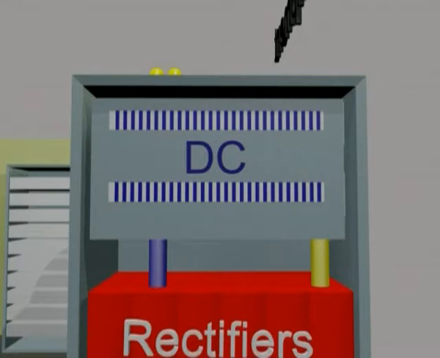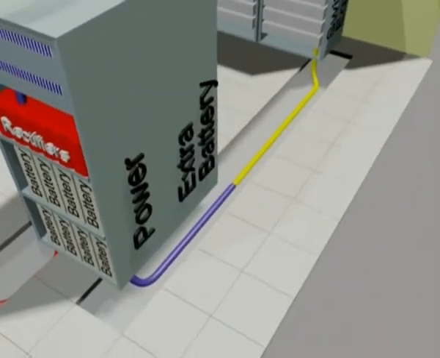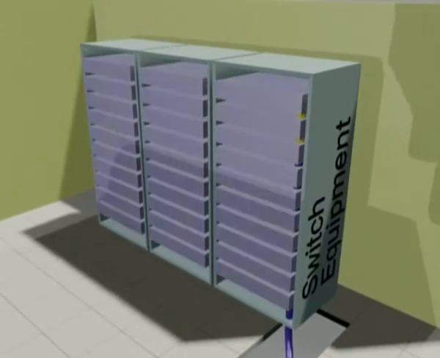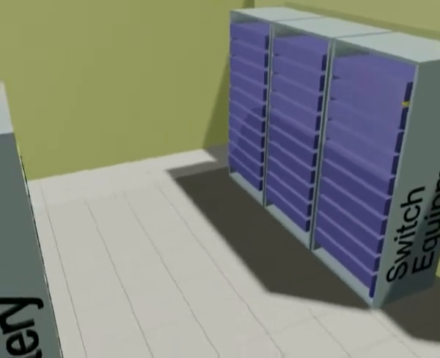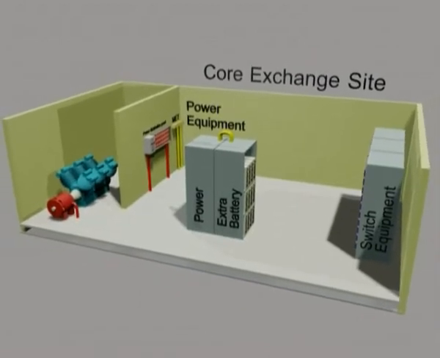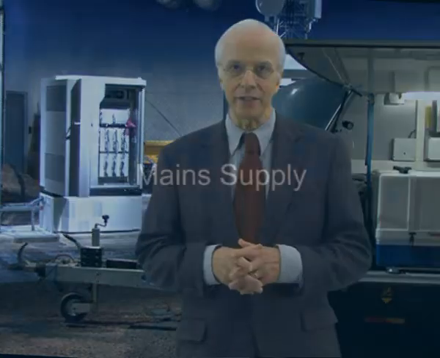DC is used in Ericsson switch equipment as well as most other equipment. The DC power is then distributed to the various core equipments. In the event of a main AC power failure, the batteries will continue DC distribution for as long as their capacity lasts. As you see, the principles of Ericsson Power Solutions are quite simple. So let's now look at each part of the overall telecom power solution in a little more detail.